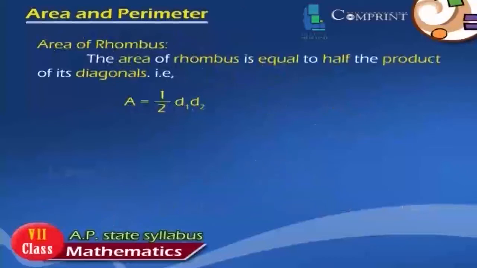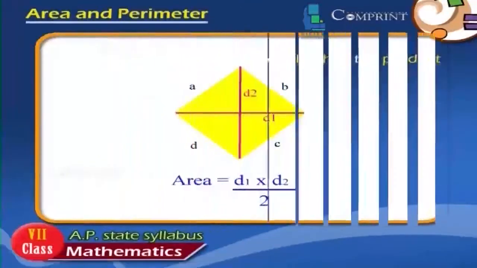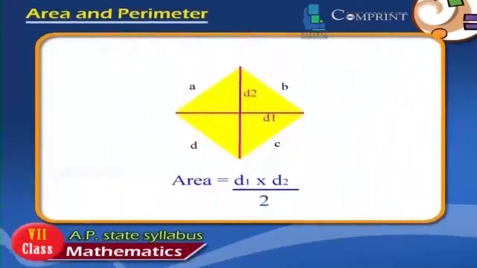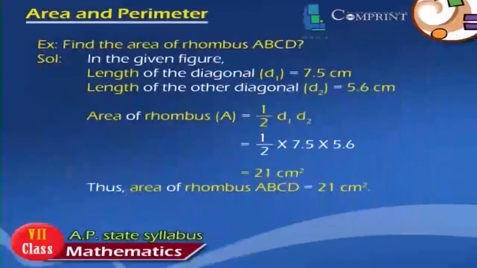Area of rhombus. The area of rhombus is equal to half the product of its diagonals. That is, A is equal to 1 by 2 into D1 D2. Example, find the area of rhombus ABCD.